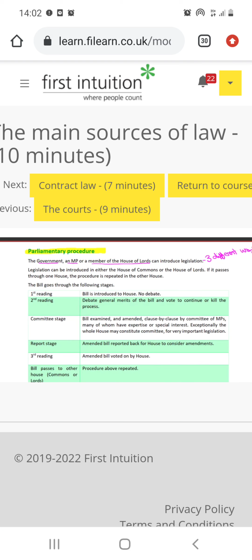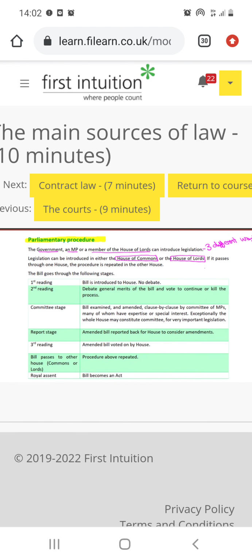Legislation can be introduced either in the House of Commons or in the House of Lords. An important thing to remember is that if a law is passed through one house, the procedure is repeated in the other house. So ultimately, it goes through both. Let's annotate this on our table. So, our first reading through to royal assent here, through the Commons and the House of Lords.